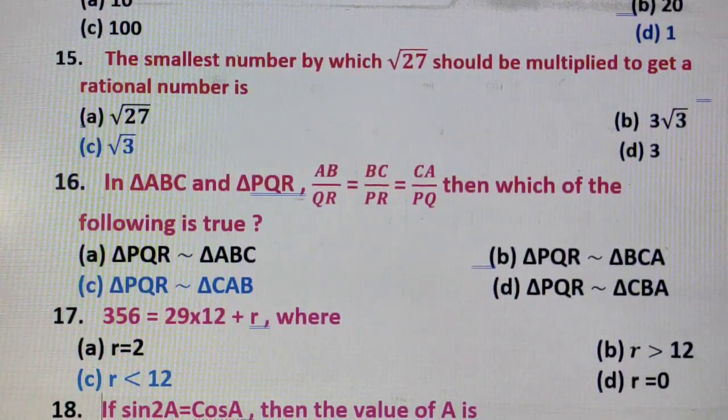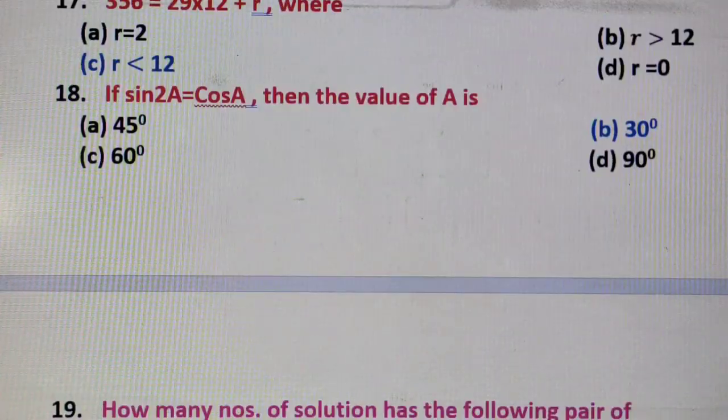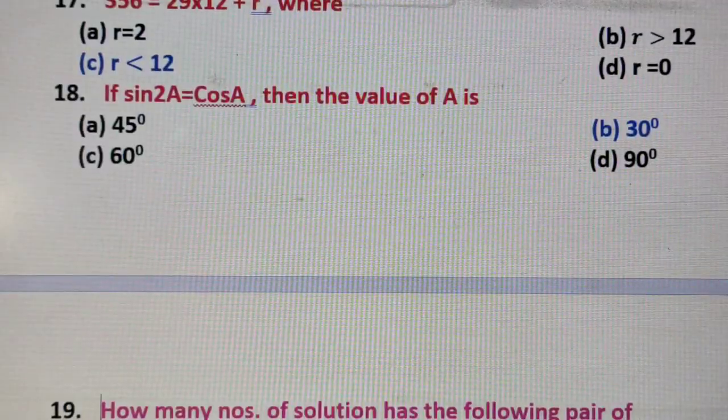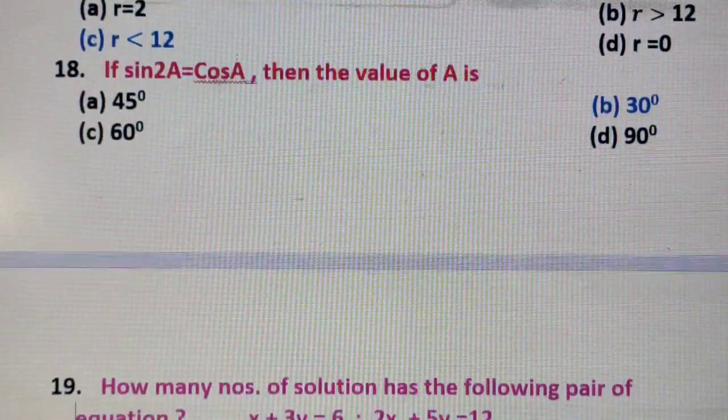356 equal to 29 into 12 plus R. So here R must be less than the divisor, that is 12. Sin twice A equal to cos A, then value of A. Sin twice A equal to cos A, that is sin 2 into 30 degree, 60 degree equal to cos 60 degree. Our option is 30 degree.